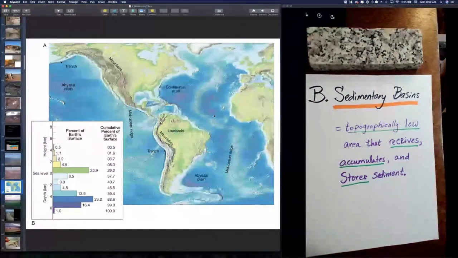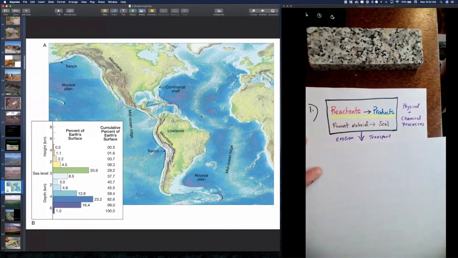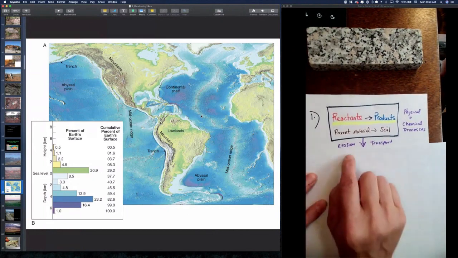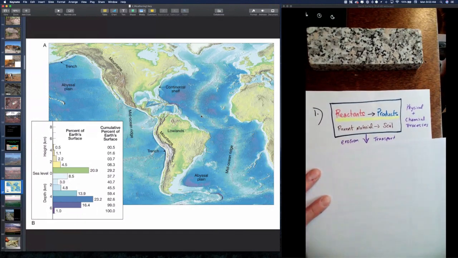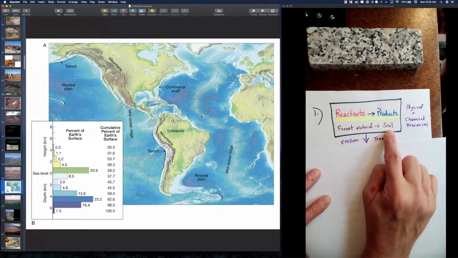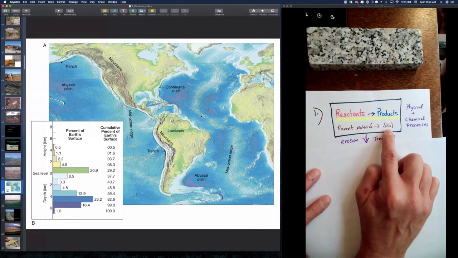Okay, so the ultimate ocean base, or the ultimate sedimentary basin, is the ocean basins. So let's think about how these processes work in a sedimentary basin. And we take these reactants and products, and they start out like that granite in Boulder, Colorado, in the mountains. It's granite, and then right next to it is soil. So you have the parent material, which is the rock that's weathered, and it alters and makes a soil.